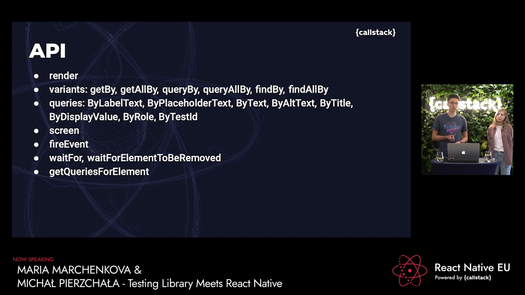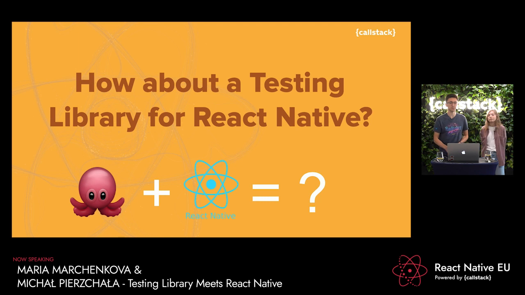We can query our DOM by various properties and attributes like text or ARIA roles. We can fireEvent, which simulates user events. waitFor helpers are for imperatively waiting for something to happen asynchronously. And getQueriesForElement helps us scope our queries to certain DOM nodes.